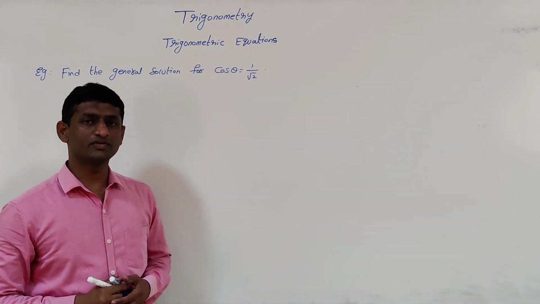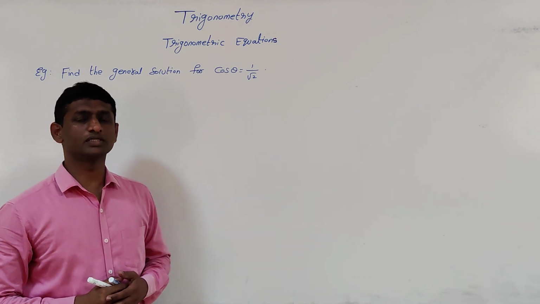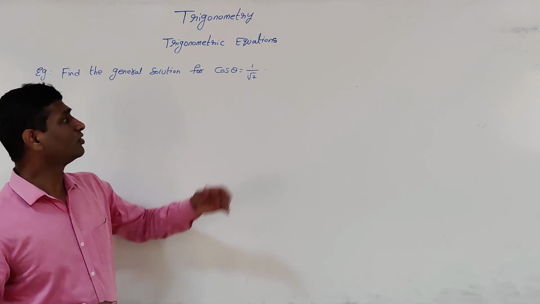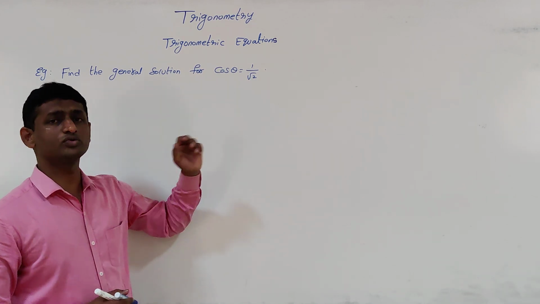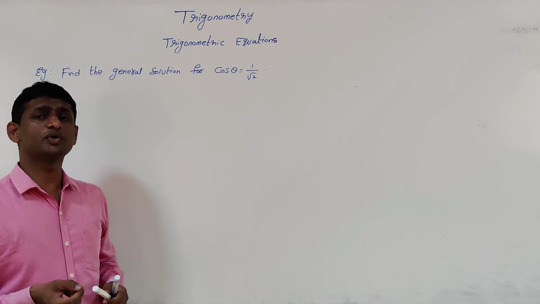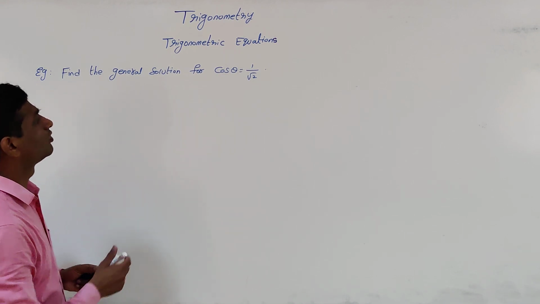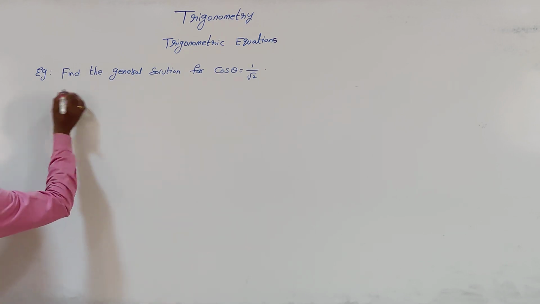Based on the previous problem, find the general solution for cos theta is equal to 1 by root 2. 1 by root 2 is positive. Cos theta is positive in the first quadrant or the fourth quadrant. But what is our, we'll see the proof.